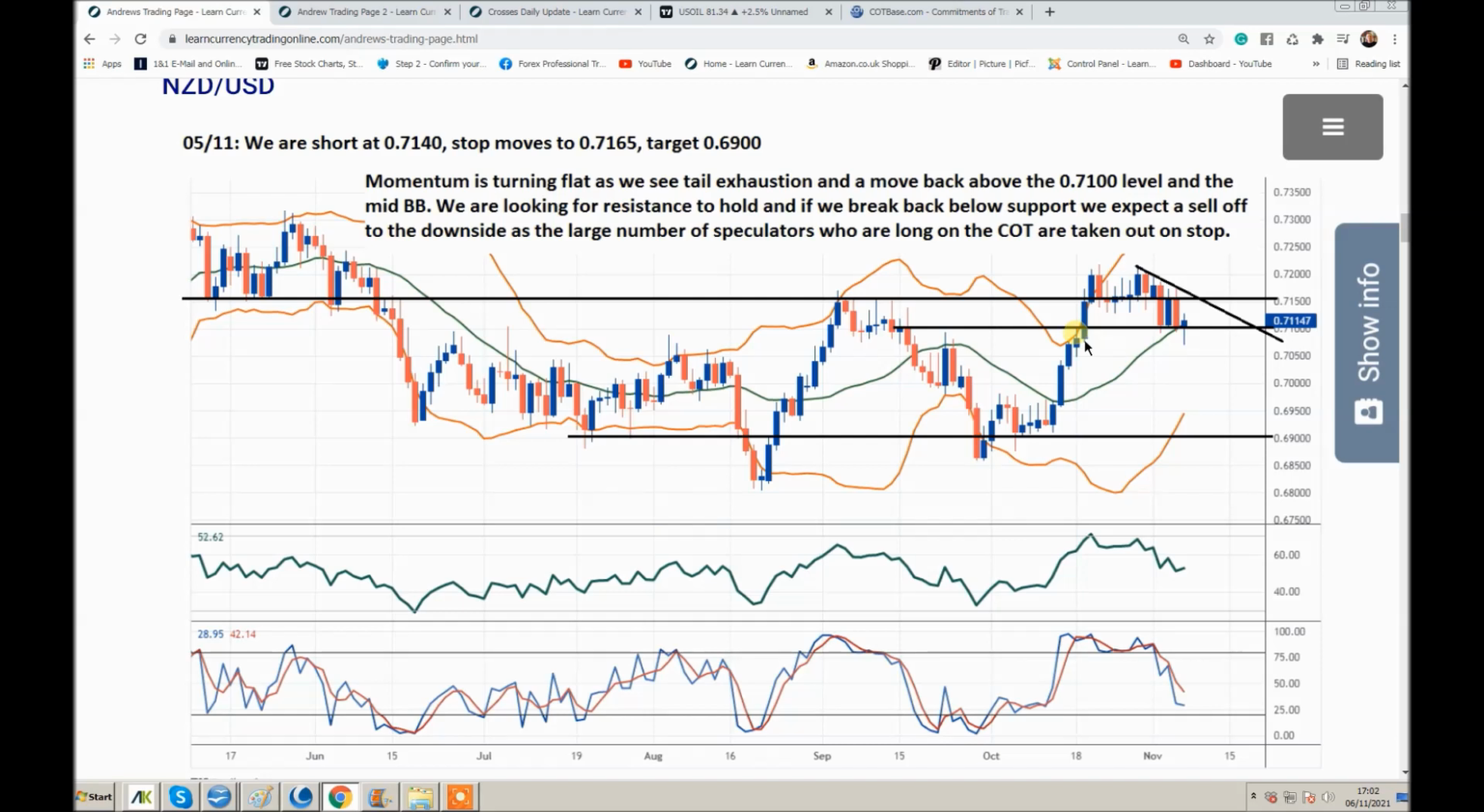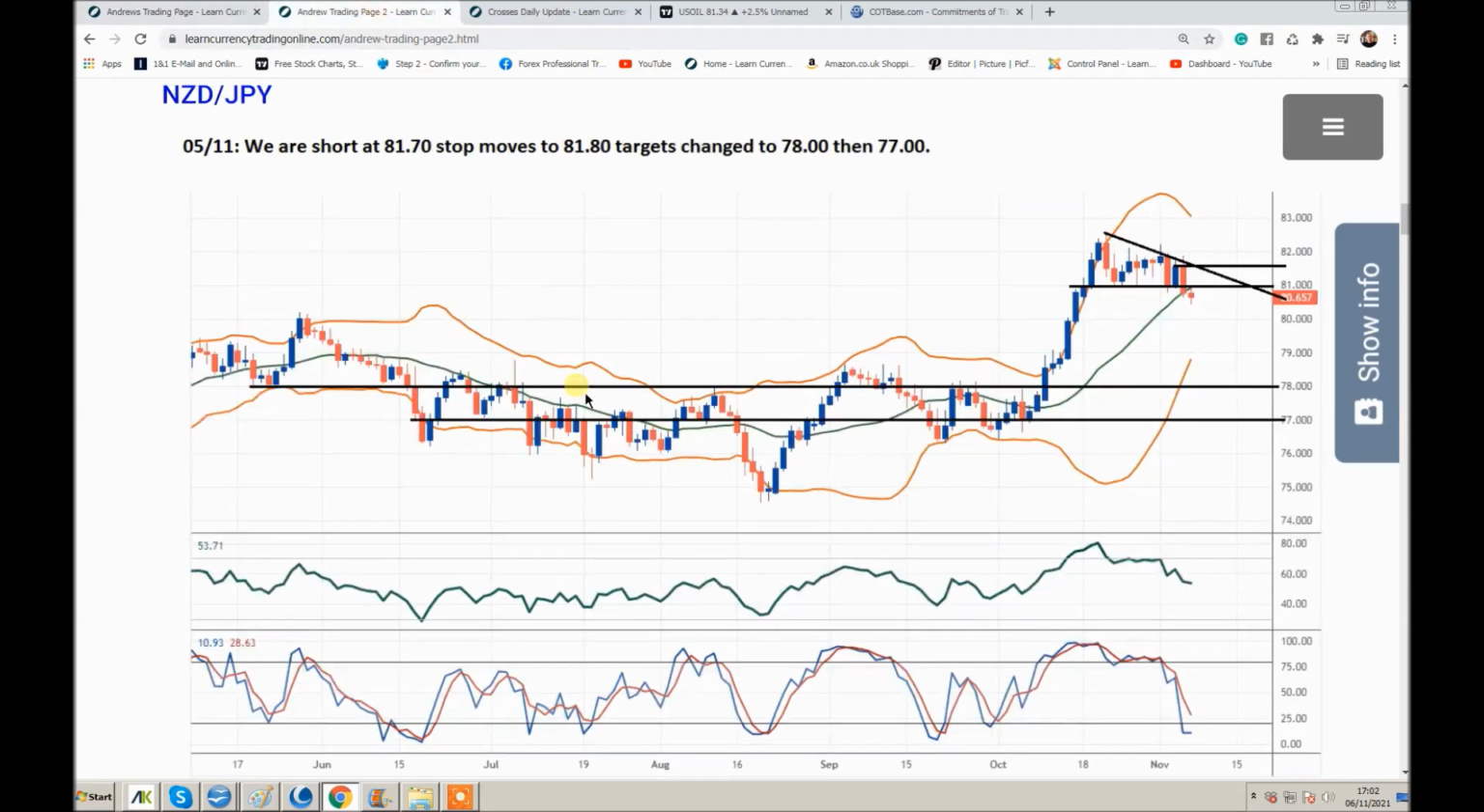Now, obviously, I like NZD USD, and with the yen so oversold, I'm going to like NZD JPY. Big move, 77 up to 82, so 500 pips.